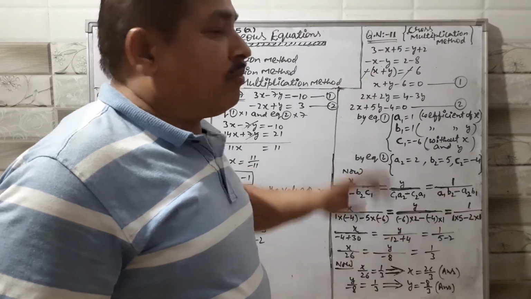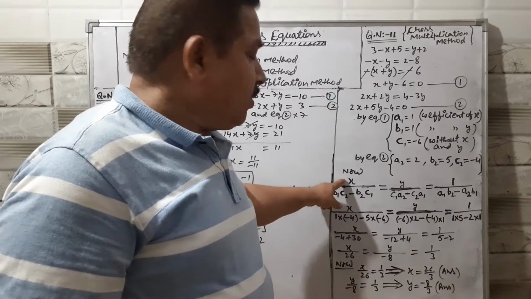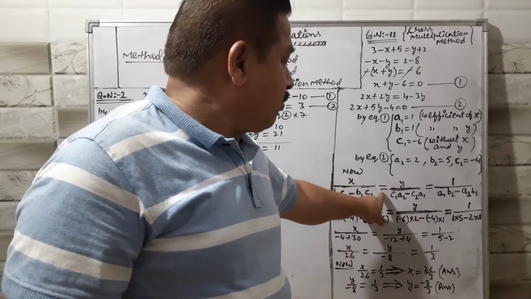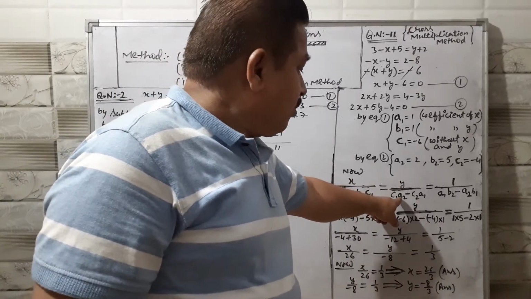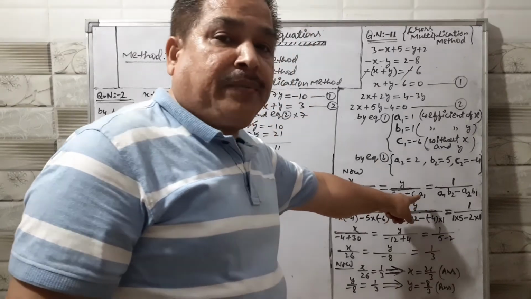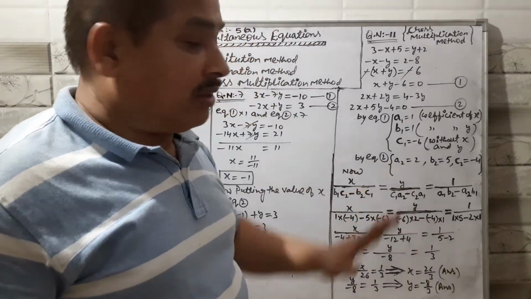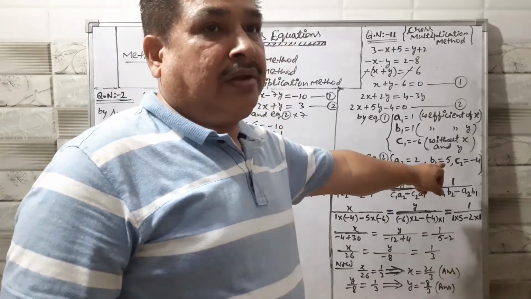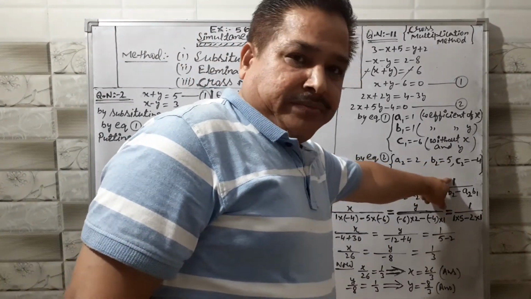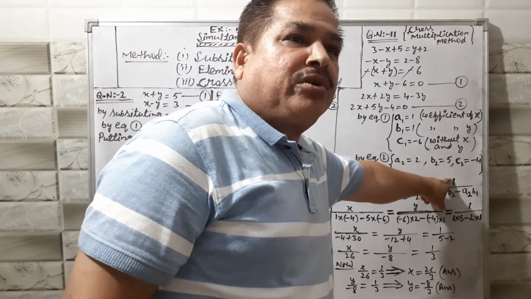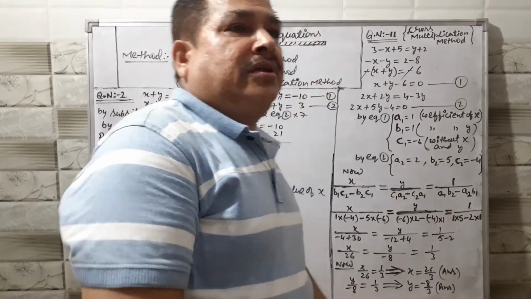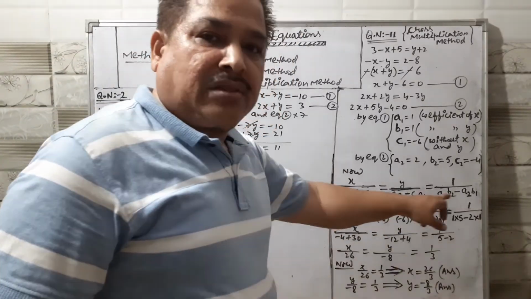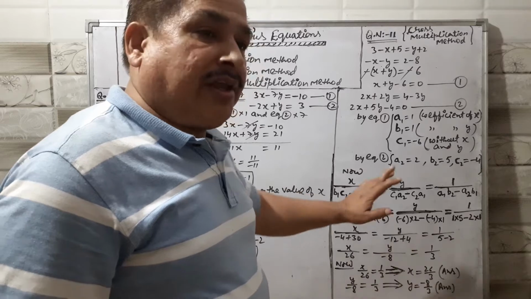Okay. Now see the formula. Formula for the cross multiplication method. The formula is here. x upon b1 c2 minus b2 c1, equal sign, y upon c1 a2 minus c2 a1, equal to 1 upon a1 b2 minus a2 b1. First of all you will write x, here y, and at last will be 1. 1 is a compulsory number. For every question you have to write 1 here in the last. So this is the formula. Learn this formula and now put the values.